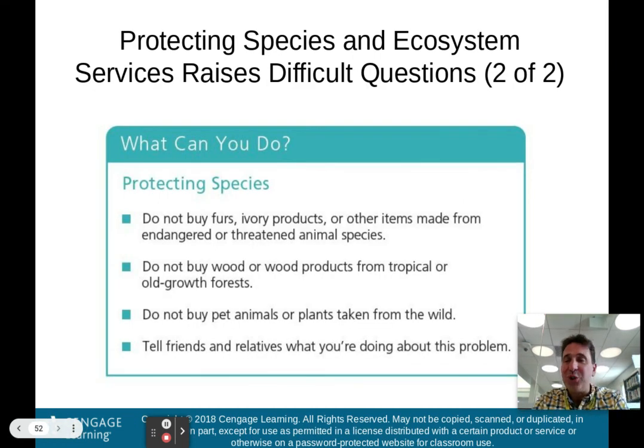So, what can you do to protect species? Do not buy furs, ivory products, or other items made from endangered or threatened animal species. Do not buy wood or wood products from tropical or old-growth forests. Do not buy pet animals or plants taken from the wild, and tell friends and relatives what you are doing about this problem, because again, education is always the key when we try to solve these difficult issues.